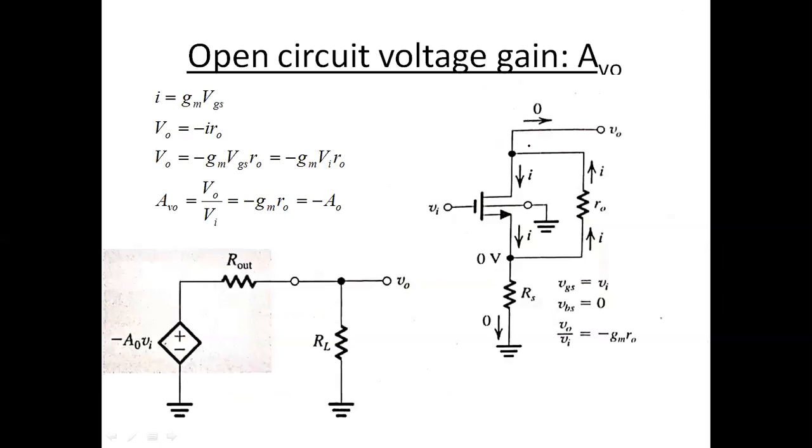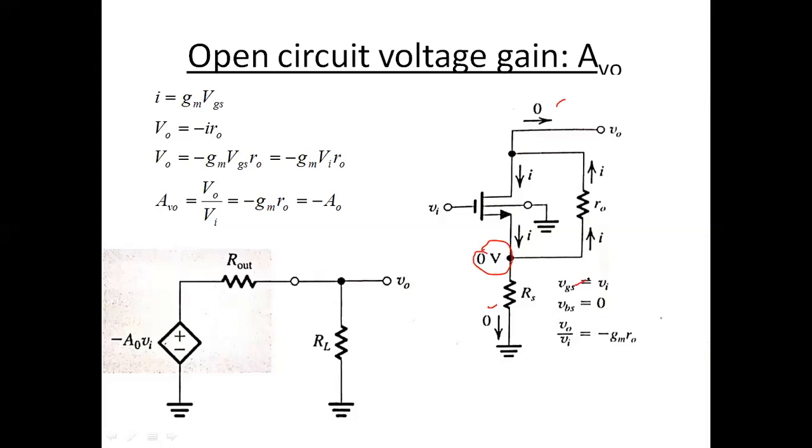Open circuit voltage gain. In order to calculate the open circuit voltage gain, I have to remove the load. Once I remove the load, the current at the drain terminal becomes 0. Whatever the current at the source, that is also 0, so the source is virtually grounded. I mean that now VGS equals VBS.